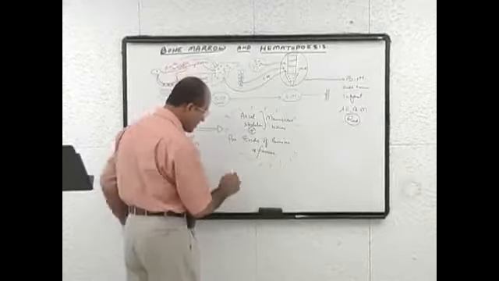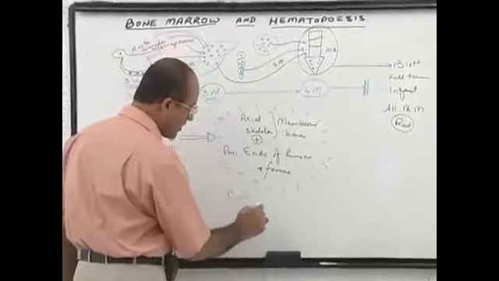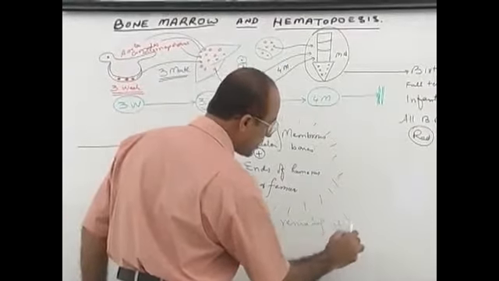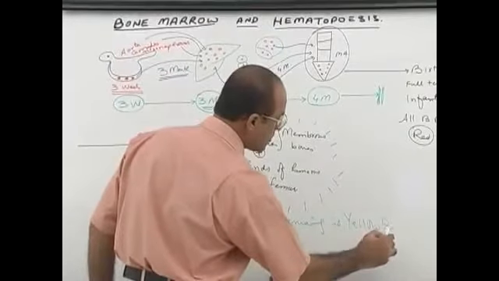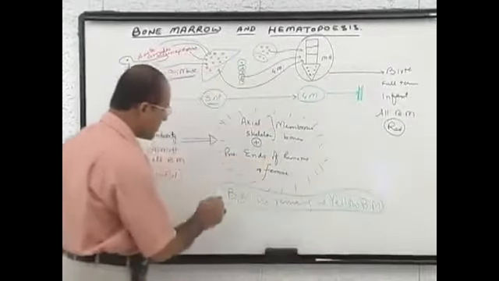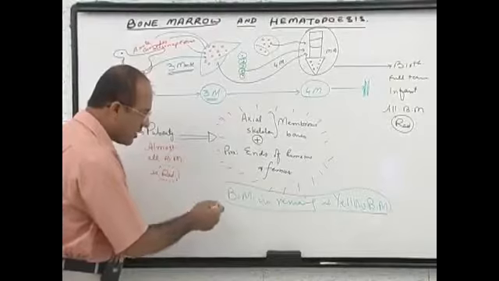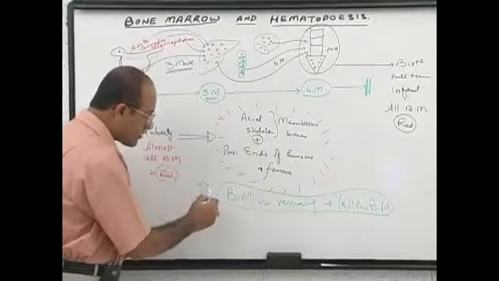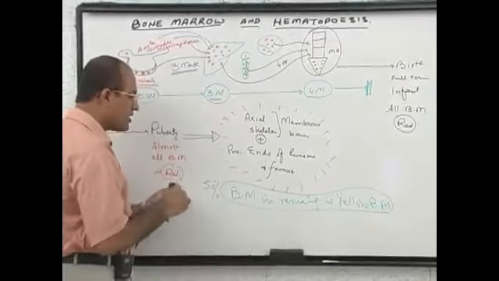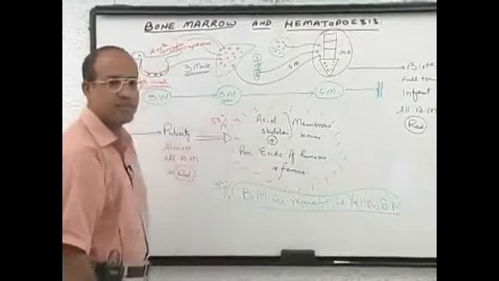Bone marrow in the remaining bones is yellow bone marrow. Yellow bone marrow means inactive bone marrow. Now the point you need to remember is that in a person who is more than 20 years old, an adult, 50% of bone marrow is inactive and yellow, and 50% is active and red.